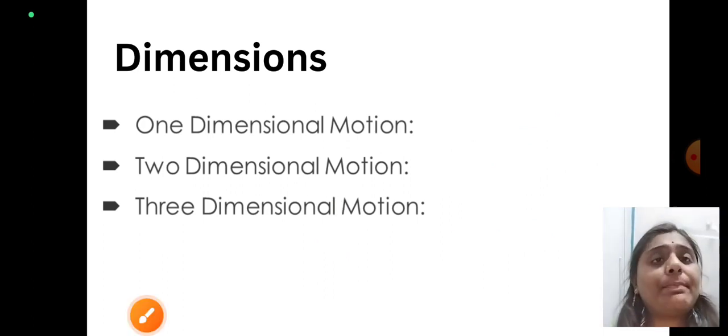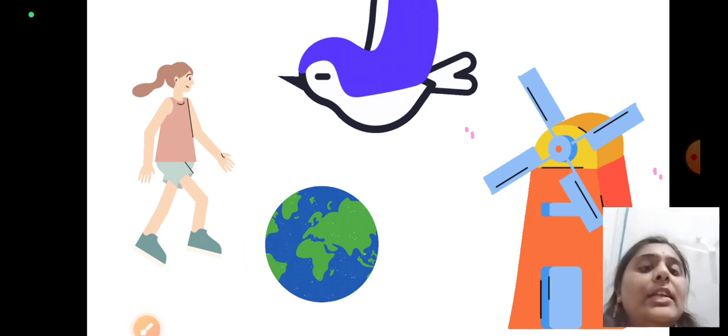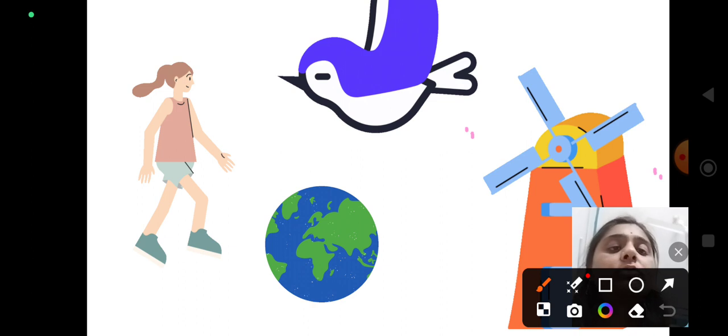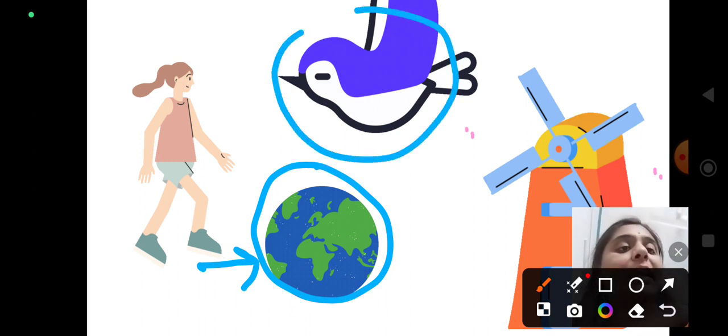Let us see a few examples of these dimensions. Here the person is walking. See, this girl is walking in a straight line path, so we can say the girl is performing one dimensional motion. Earth is rotating in a plane, right? Plane means what? Two dimensional motion we will get. Now the bird is flying, but in how many dimensions will the bird fly? It has length, breadth and height also. So the bird will fly in three dimensions of motion.